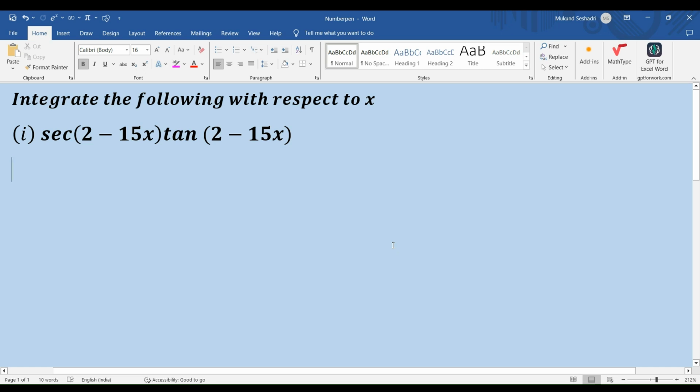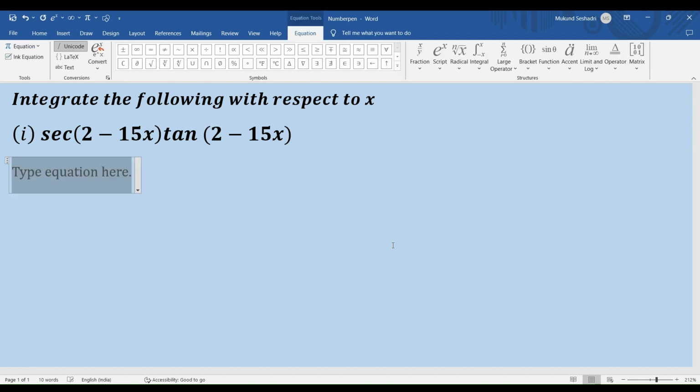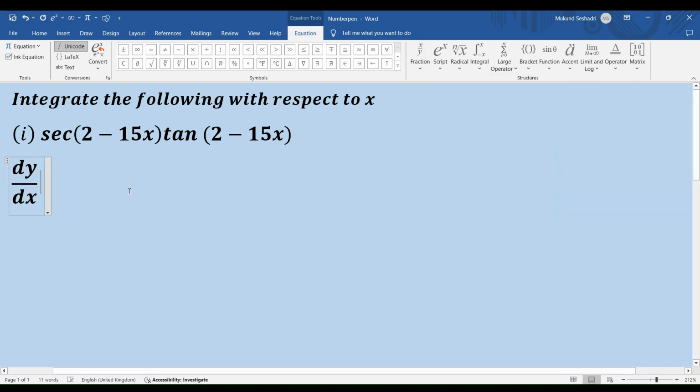So there we have the problem on a screen. Integrate the following with respect to x: secant of 2 minus 15x times tan of 2 minus 15x, right? So what we have is dy by dx and we've been asked to find y, right? So let's write down our dy by dx and y.